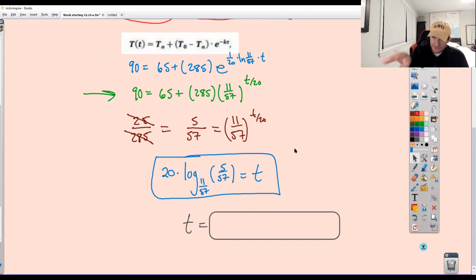If you want to know how to enter this in your calculator, I covered it in the previous problem, so rewind. It'll be the ln of 5/57 divided by the ln of 11/57 multiplied by 20. 29.585. So it's approximately 29.585, 1987.6.